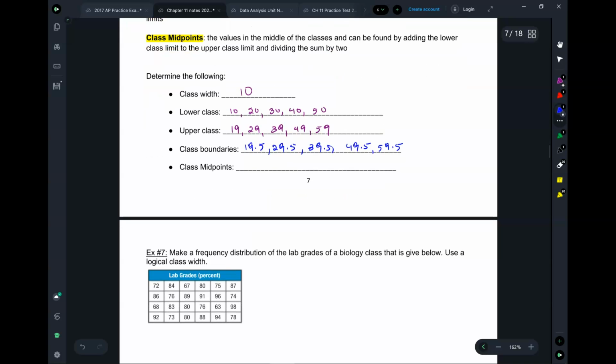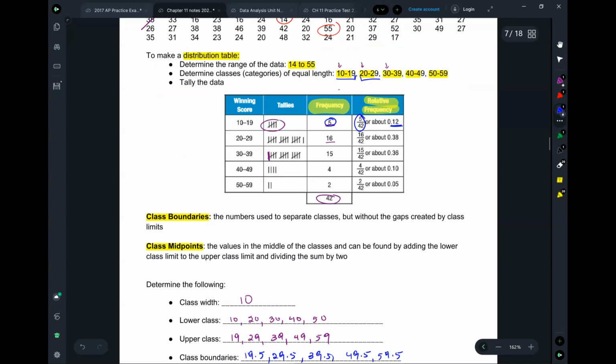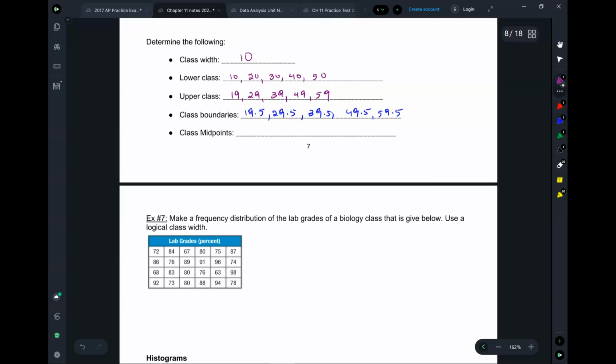Okay, midpoints are halfway between each of them. So the first one, if it goes from 10 to 19, right? To find the midpoint, you just do 10 plus 19 divided by 2. How much would that be? 14.5. Okay, and you do that for all of them. So 14.5, 24.5, 34.5, 44.5, 54.5.